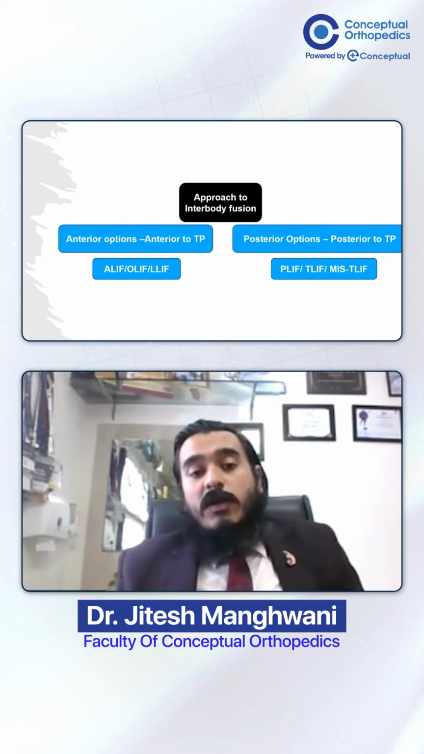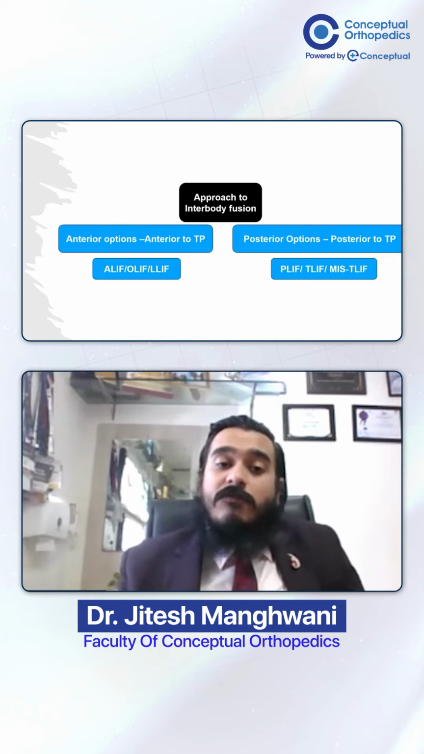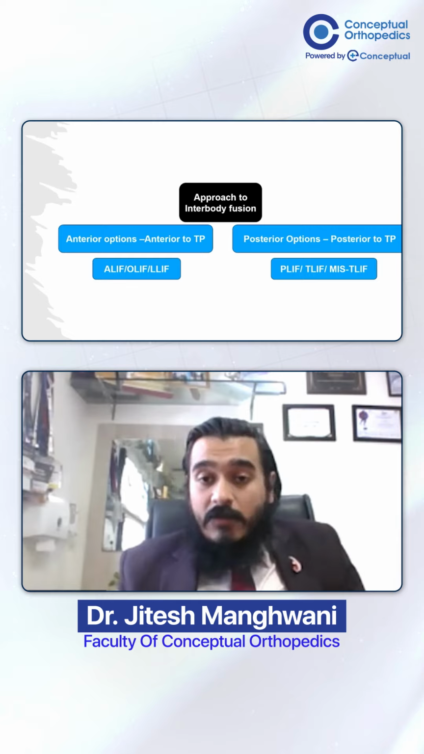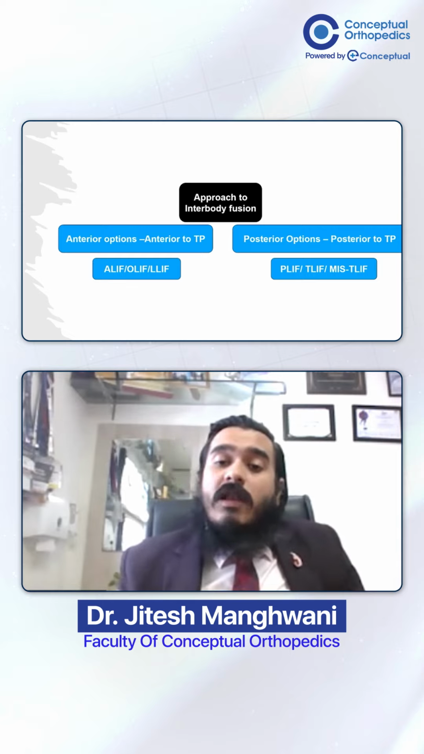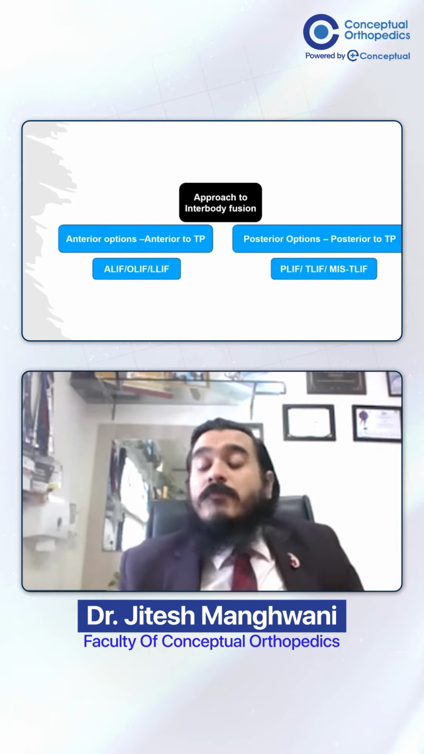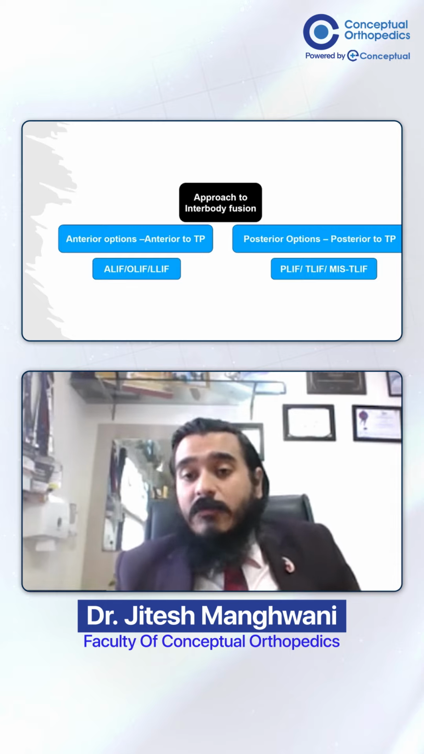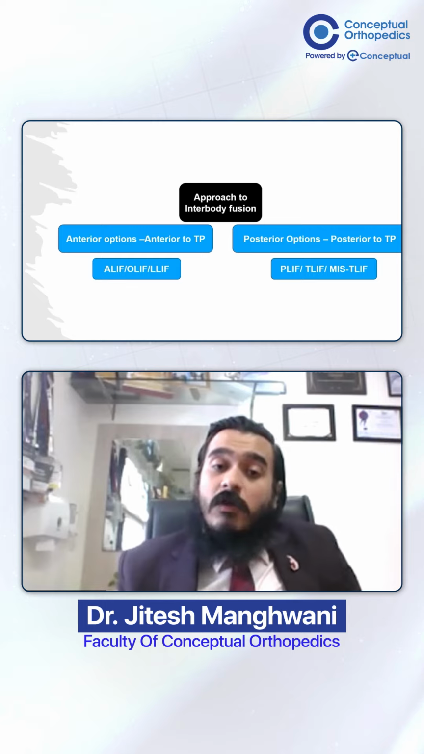So anterior to the spinous process, the different options are going to be ALIF, OLIF, and LLIF. If you're going bang on anteriorly, that is the ALIF. If you're going anterior to the psoas, that is OLIF. If you're going through the psoas, that is LLIF. LLIF is also called XLIF. Posterior options, that are posterior to the transverse process, would include TLIF, PLIF, and MIS-TLIF. Most commonly, the surgeries that are done today are MIS-TLIFs, I would say, and OLIFs.